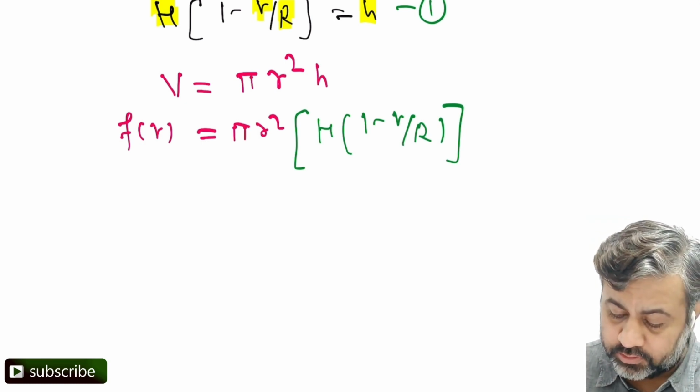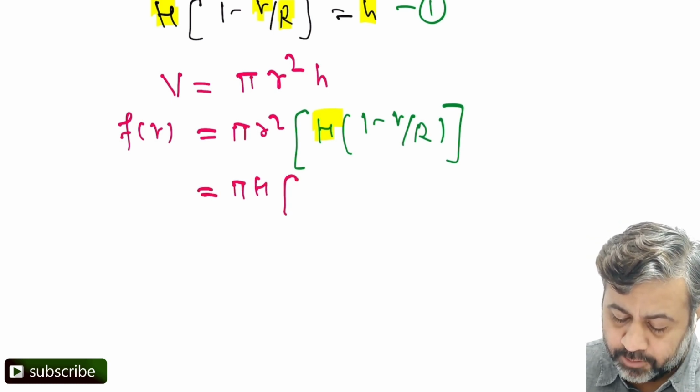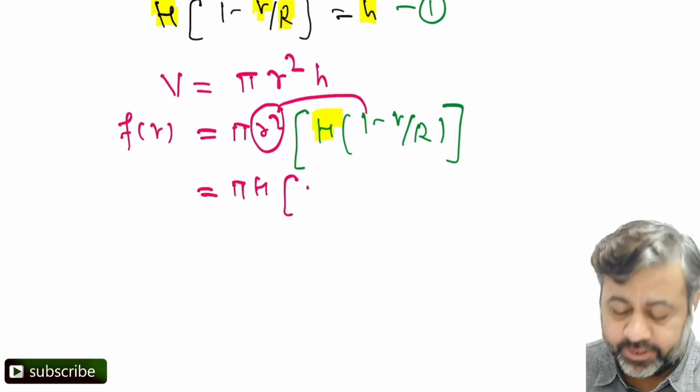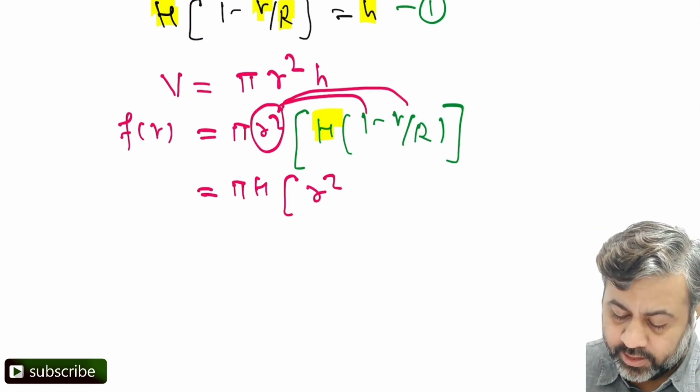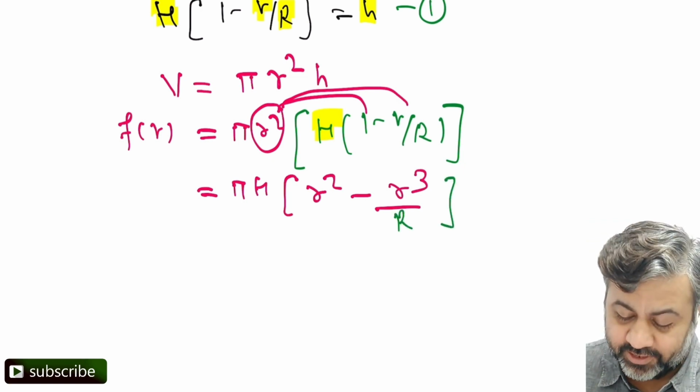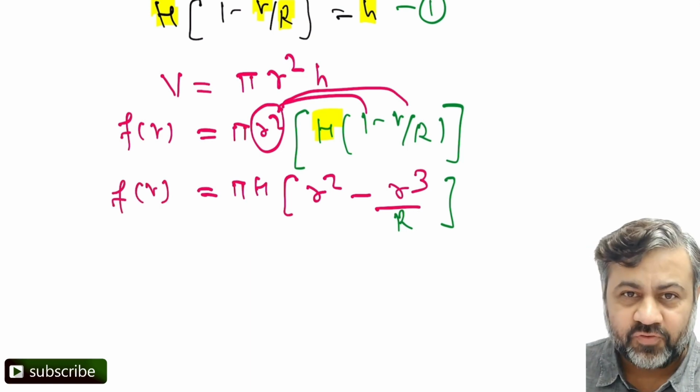Keeping in mind that this capital H is a constant, let me write pi h and multiply this r square inside. So 1 into r square will give me r square, and r square into r will give me r cube upon capital R. Now we need to differentiate this. So I got a function in terms of r.